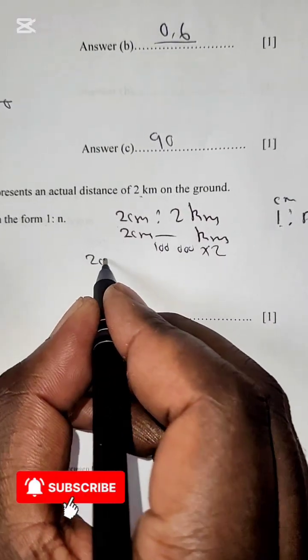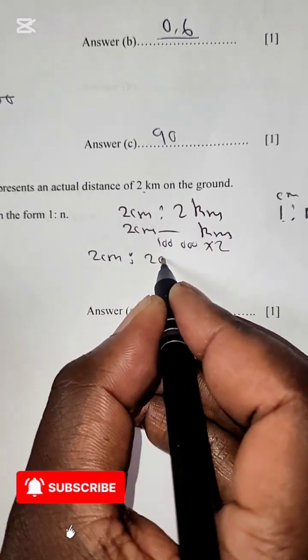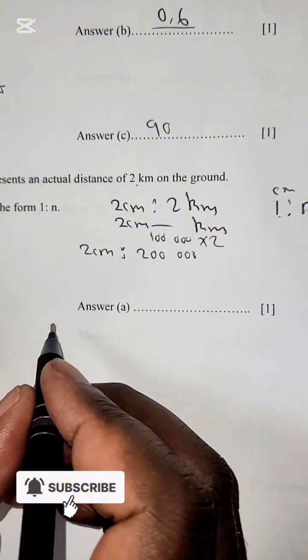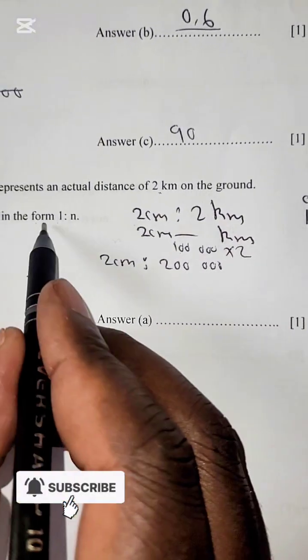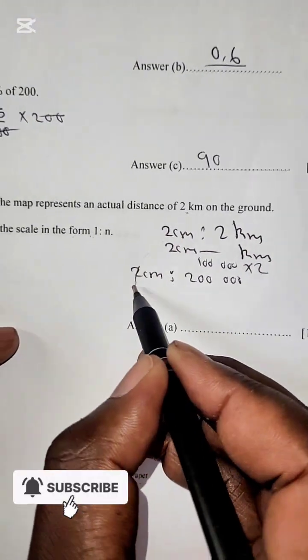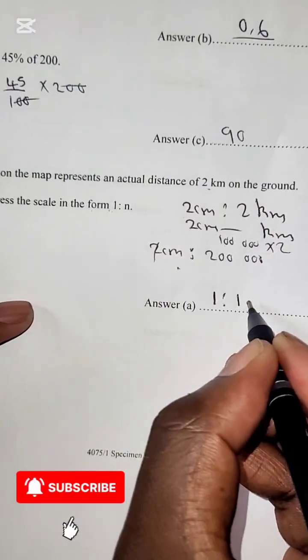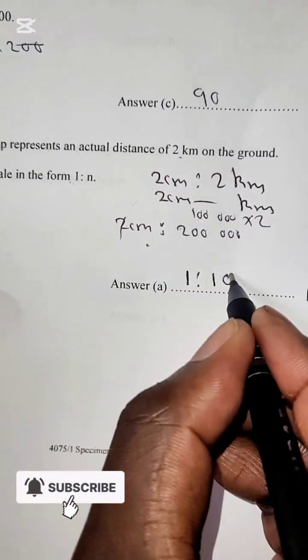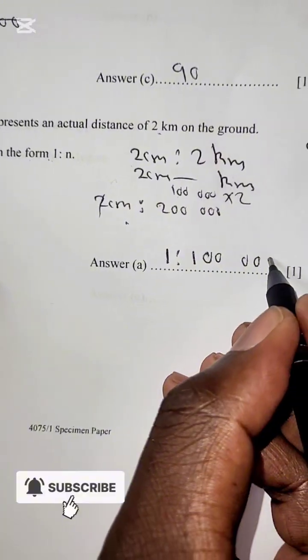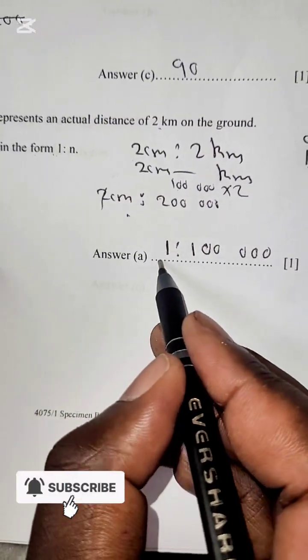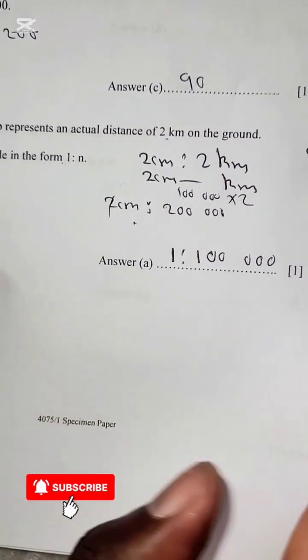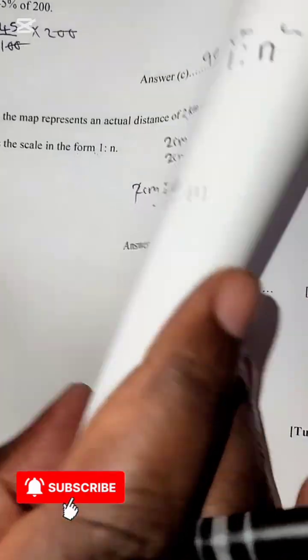Okay, it's now 2 centimeters is to 200,000 centimeters. Remember, it says 1 is to what? n. We're going to divide by 2. So it's now 1 is to 100,000. So 1 centimeter is representing 100,000 centimeters. Okay, in the form of 1 is to n.